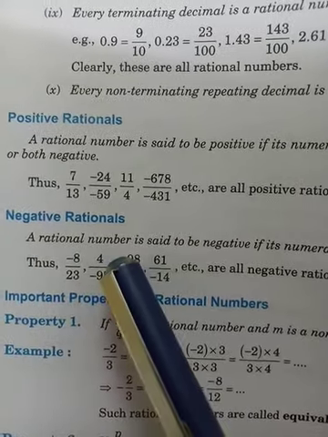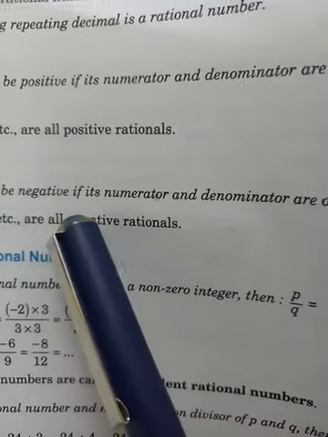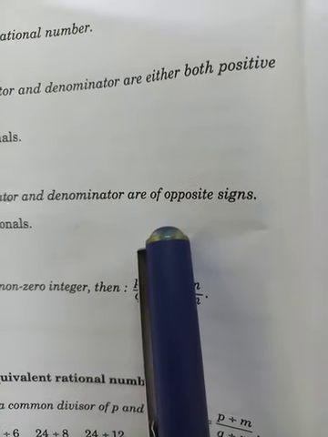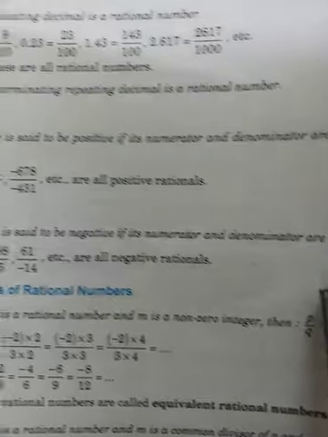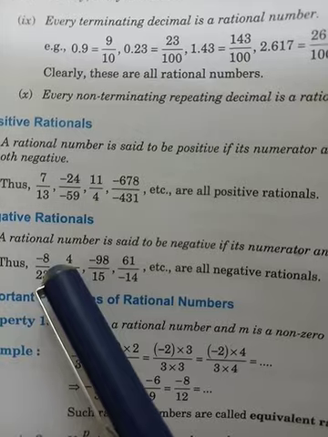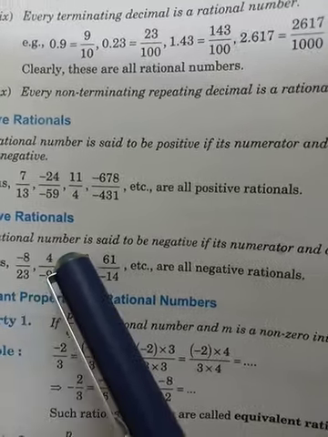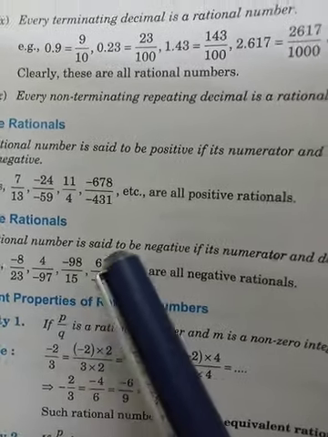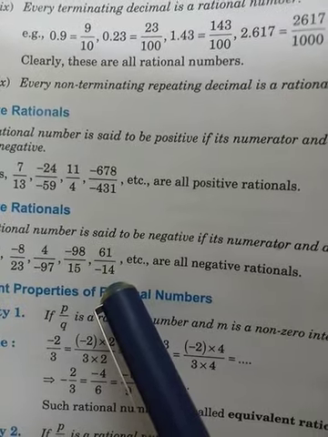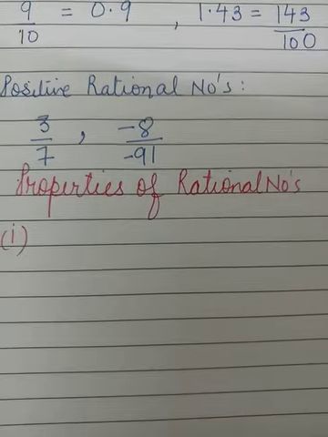Then we talk about negative rational numbers. A rational number is said to be negative if its numerator and denominator are of opposite sign. If numerator and denominator have different signs, then it is negative. Let's see these examples: minus 8 by 23, 4 by minus 97, minus 98 by 15, and 61 upon minus 14. These are examples of negative rational numbers.